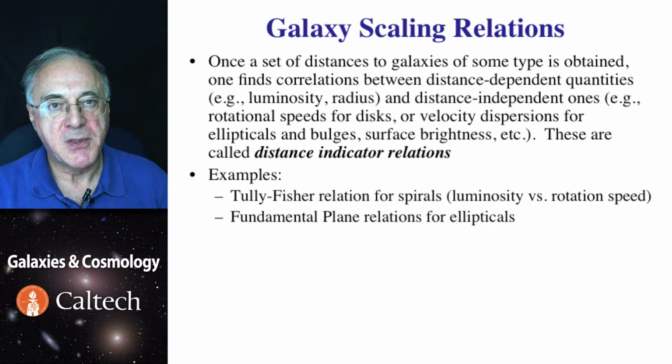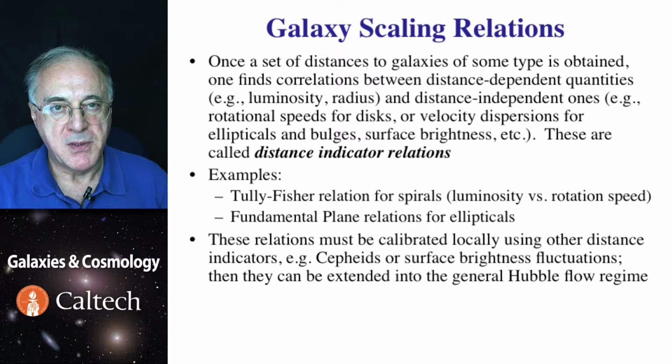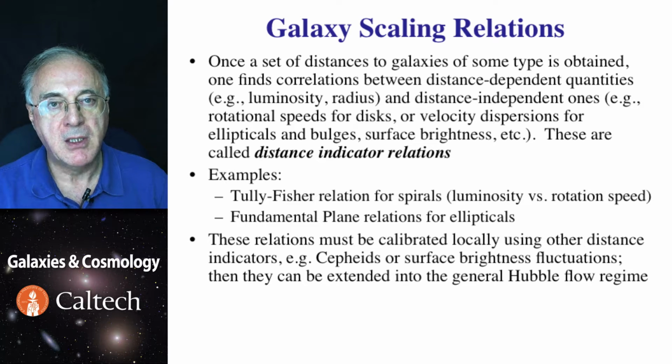There are two examples of such distance indicator relations for galaxies. One for spiral galaxies called the Tully-Fisher relation, and one for elliptical galaxies called the fundamental plane. Because these distance indicator relations provide a relative distance of galaxies from each other, they do have to be calibrated locally. So for example, the Tully-Fisher relation can be calibrated with distances to spirals that are known, say, from Cepheids, whereas the fundamental plane relation can be calibrated from the distances using surface brightness fluctuations, each of which, of course, has been calibrated with the lower rungs of the distance ladder.